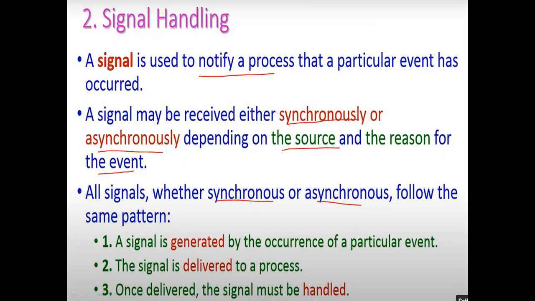A signal is generated by the occurrence of a particular event. Second, the signal is delivered to the process. Once delivered, the signal must be handled. That is, first the signals will be generated. Second, the signal will be delivered to the process. And third, once it has been delivered, the signal must be handled.